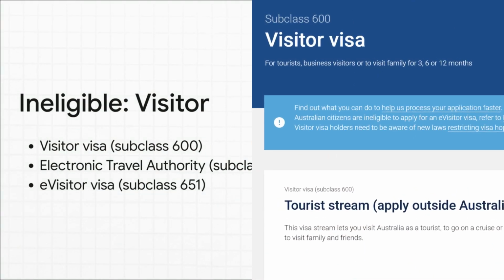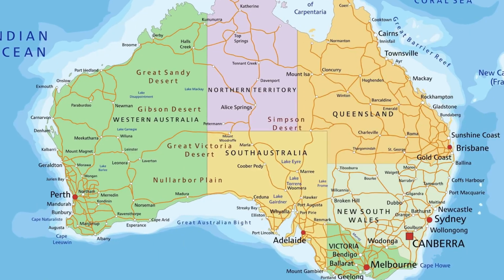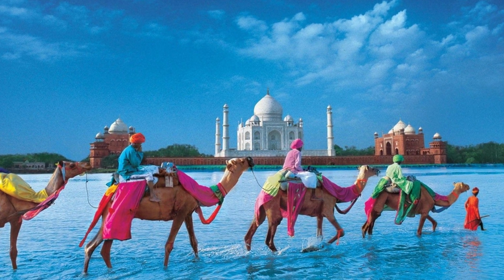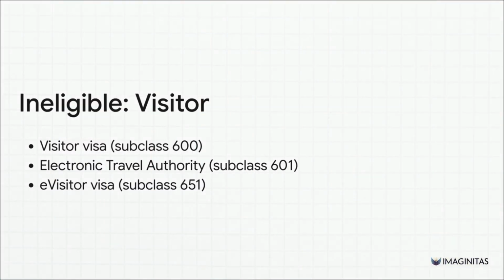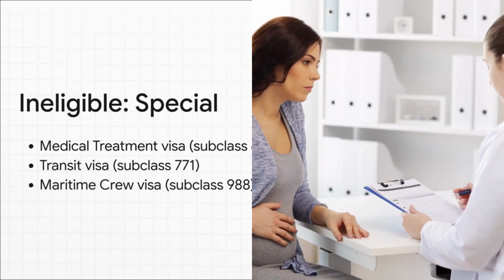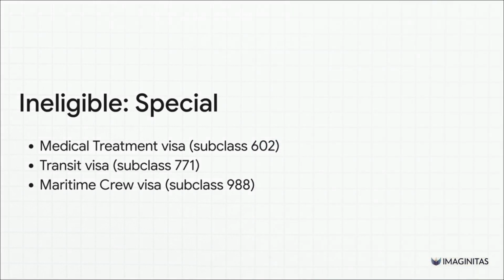Next up, we've got the visitor and travel visas. This group here, the 600, 601, and 651, covers a massive number of people visiting Australia. And the logic is pretty simple. These visas are for tourism or really short visits, so the rules are written to stop them from being used as a stepping stone to a student visa from inside the country. And finally, here's a few special purpose visas. You've got the medical treatment visa, the transit visa, and the maritime crew visa. Just like their names suggest, they're given for very specific reasons that have nothing to do with studying, so it makes sense that they're on the exclusion list too.